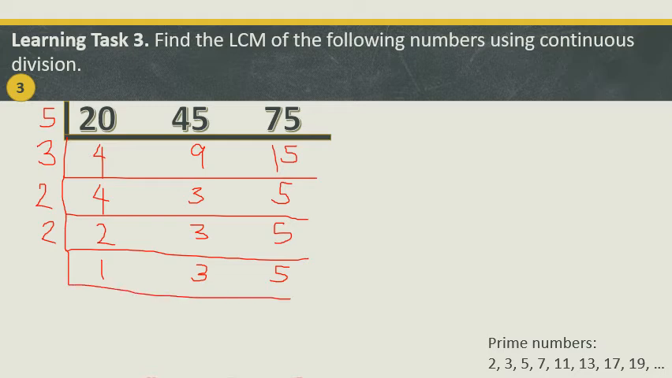Then, 3. So, ito naman yung pangalawa. So, baba na natin yung 1. So, yung 3 divided by 3 is 1. And yung 5 divided by 3, hindi muna pwede. So, baba natin siya. Then, yung last na nating number is 5. So, baba na natin yung mga 1. And 5 divided by 5 is 1.